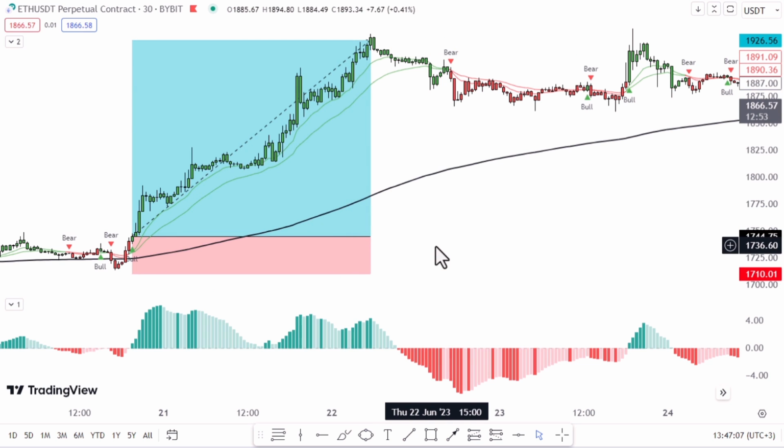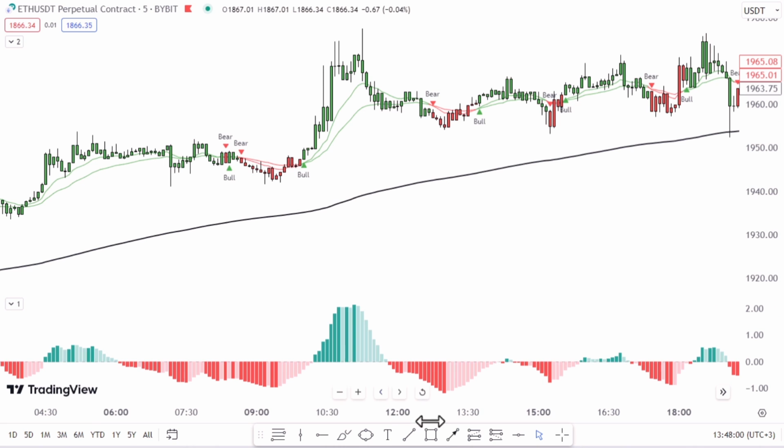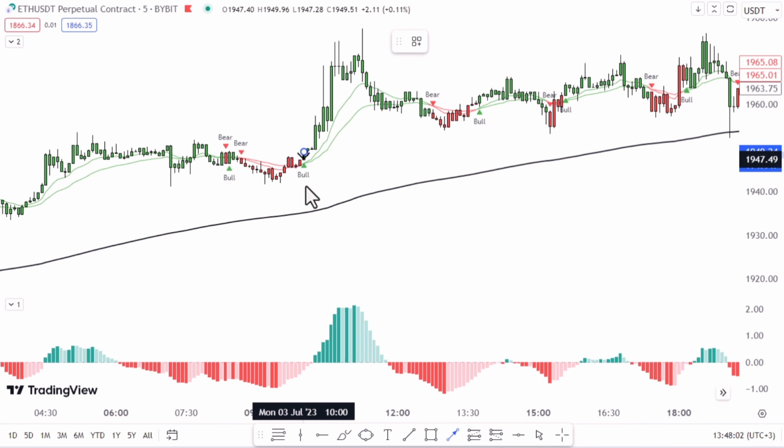Now that we've completely learned this strategy, I want to show you the results of my backtest and forward testing of this strategy. So let's have a quick look at it, and then I'm going to share the results with you.